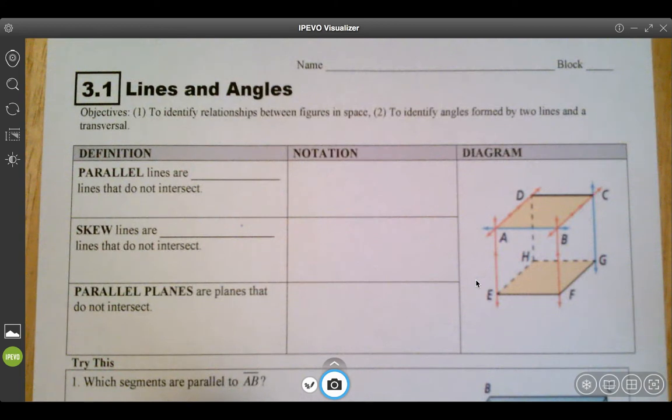Welcome to the Chapter 3 Part 1 video. This video will cover 3.1 and 3.2. So Chapter 3 is all about lines and angles and their special relationships.